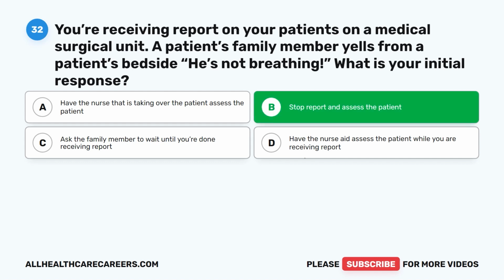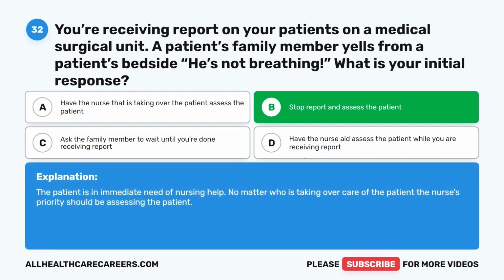The correct answer is B. Stop report and assess the patient. The patient is in immediate need of nursing help. No matter who is taking over care of the patient, the nurse's priority should be assessing the patient.